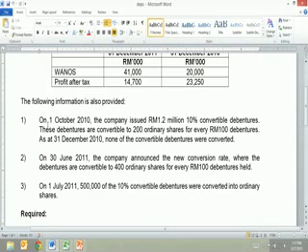The first one is that on 1st October 2010, the company issued 1.2 million 10% convertible debentures. These debentures are convertible to 200 ordinary shares for every 100 ringgit of debentures. As at 31st December 2010, none of the convertible debentures were converted. For this information, a student needs to first identify the income adjustment, how much money the company will save when the convertible debenture holders exercise their right and convert the debentures to ordinary shares. This is the interest rate, the coupon rate.